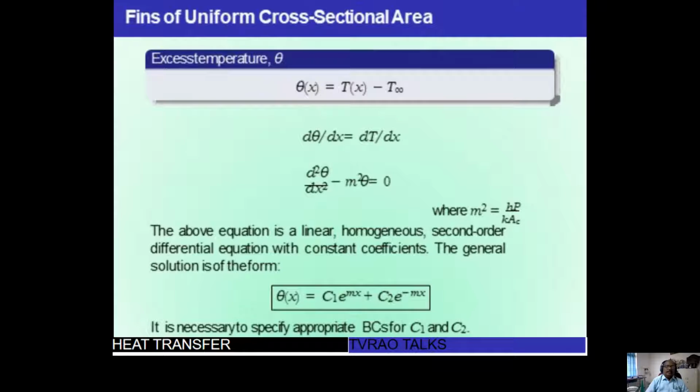To solve this differential equation, we are taking a new term called theta. Theta equal to T minus T infinity. And that particular differential equation we have converted in terms of theta. That is d square theta by dx square minus m square theta equal to 0, where m square equal to hP by k into AC, where h is the convective heat transfer coefficient, k is the thermal conductivity, P means perimeter and A means area.